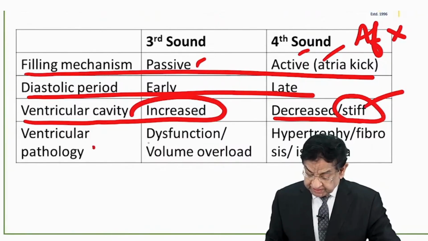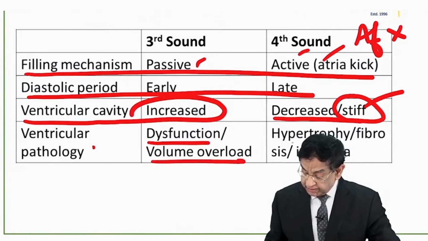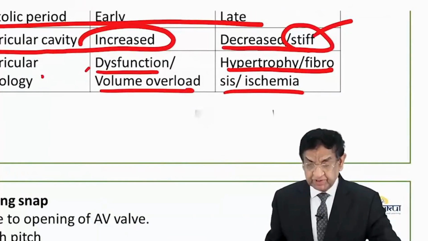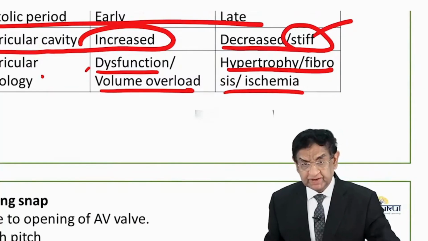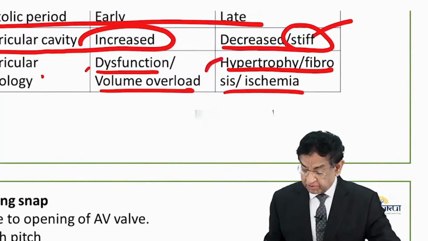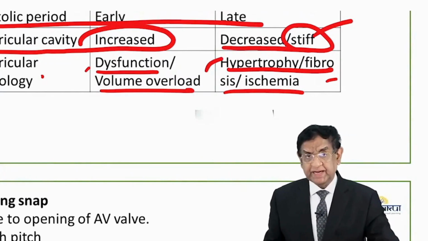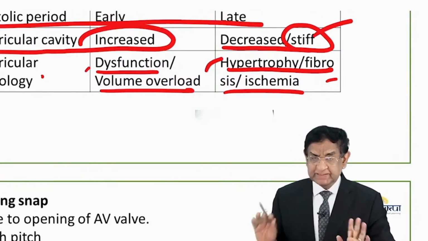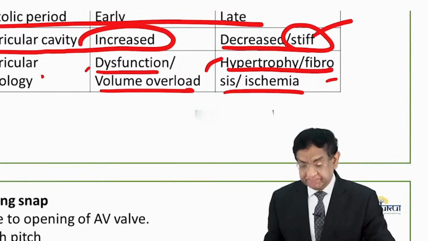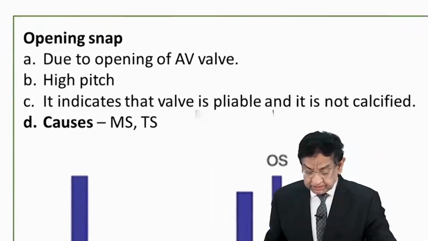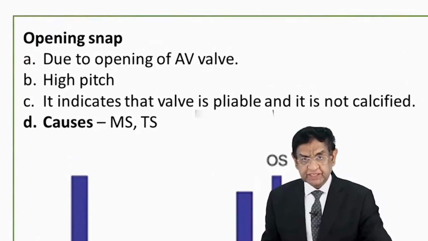Ventricular pathology: for S3 it is dysfunction or volume overload; for S4 it is hypertrophy or ischemia, that is the basic pathology. Okay, ventricular dysfunction, so-called LV failure, or hypertrophy or fibrosis or ischemia. That is the reason why S4 is getting produced. But one thing is there, stiffness is the main reason. So these were all the S1, S2, S3, S4.